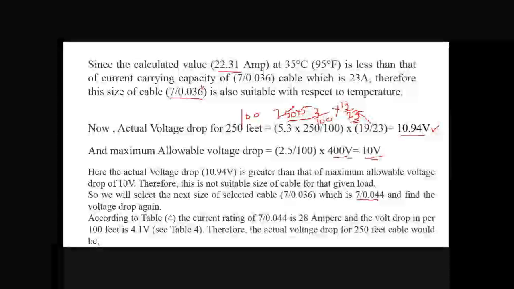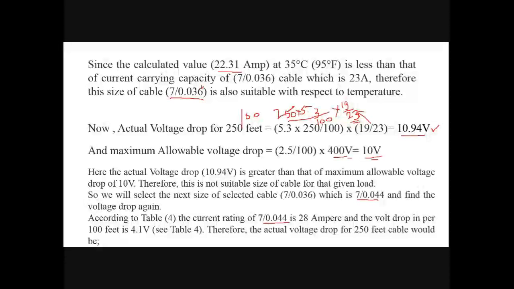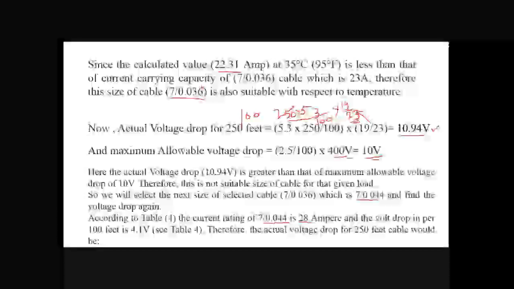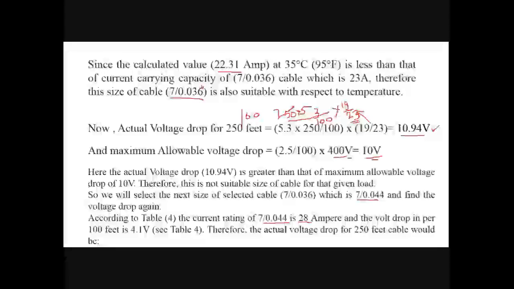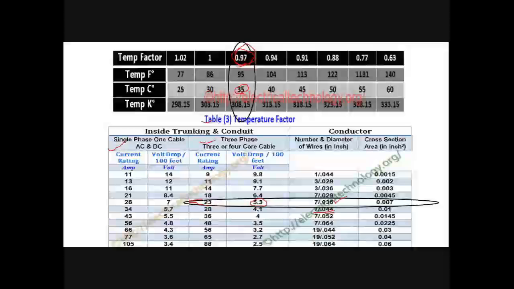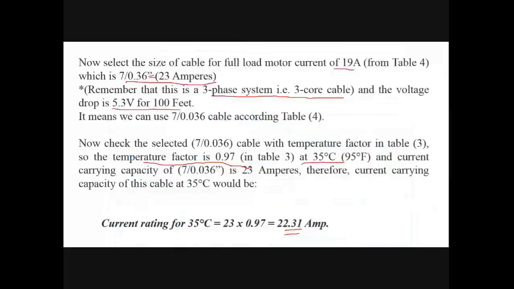According to table 4, the current rating of 7 divided by 0.044 is 28 ampere, and the voltage drop per 100 feet is 4.1 volt. So what is the corresponding value of this? 4.1 volt. Yes, that we have to consider.